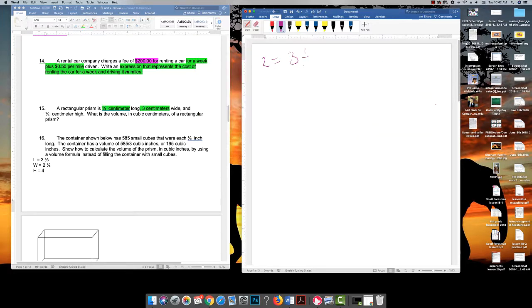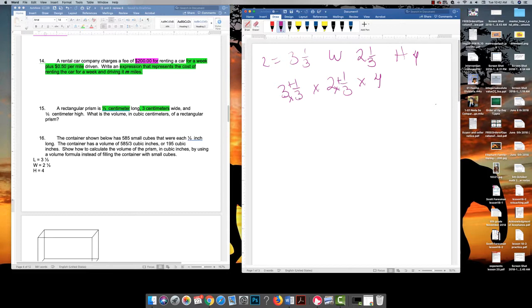3 1/3. And then your width, which is 2 1/3, and your height, which is 4. So we're going to multiply 3 and 1/3 times 2 and 1/3 times 4. Okay? Not to worry about this. We need to first multiply and add. Let's take these two fractions first.